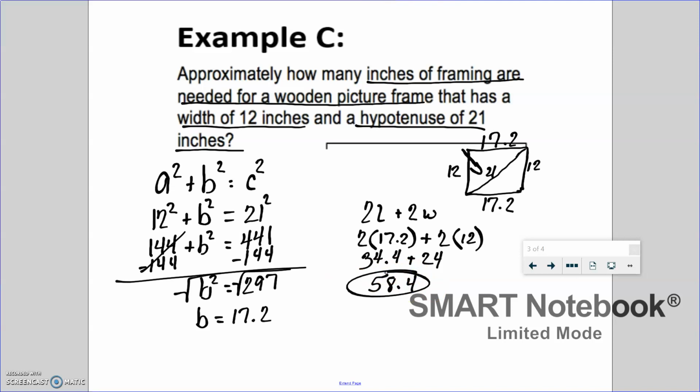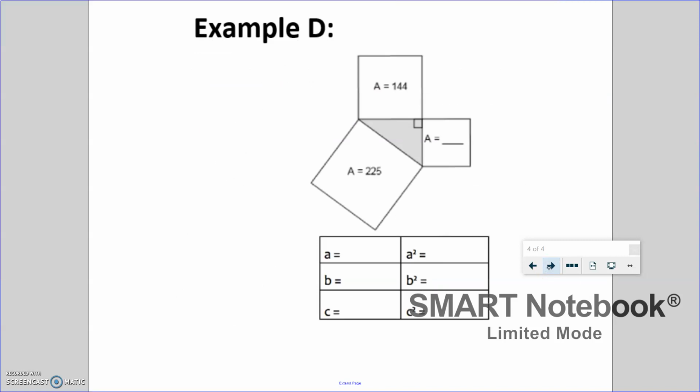So make sure you organize your work in a way where I can see exactly what you do from your formula all the way to the missing side. And if you have an extra step, make sure you organize your extra step. Now let's take a look at example D.